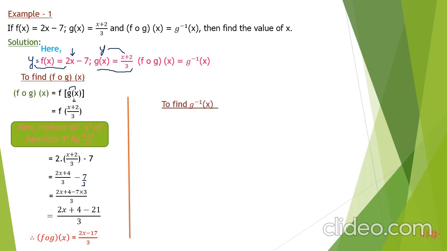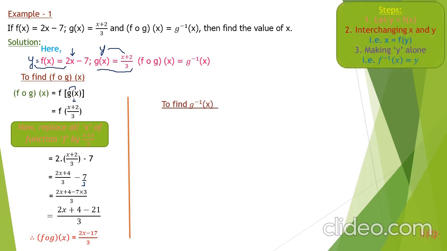If you have forgotten the steps, you can see them on the top right corner. First step is we suppose y is equal to x plus 2 by 3. We have to find the inverse of function g, so we suppose y is equal to g(x), isn't it? In this step it's written f(x), so don't get confused. Here we find the inverse of g(x), so we suppose y is equal to the value of g(x), that is x plus 2 by 3.